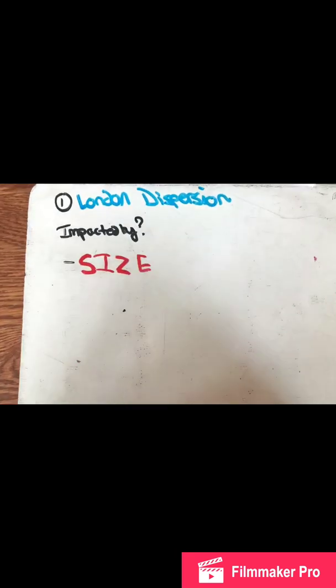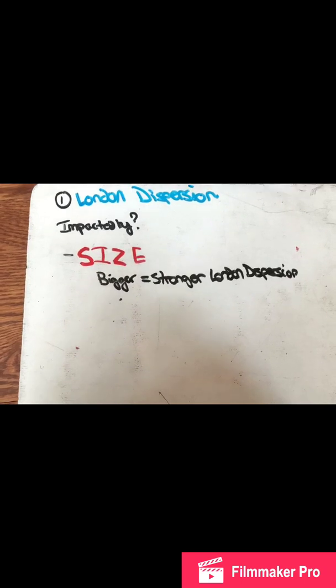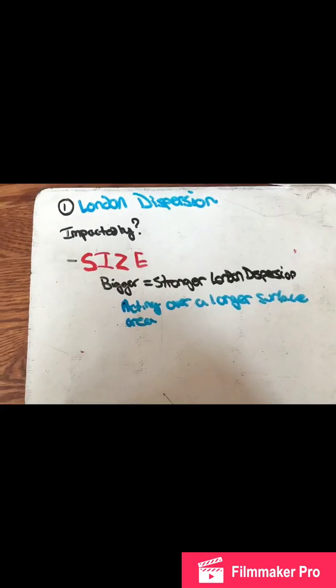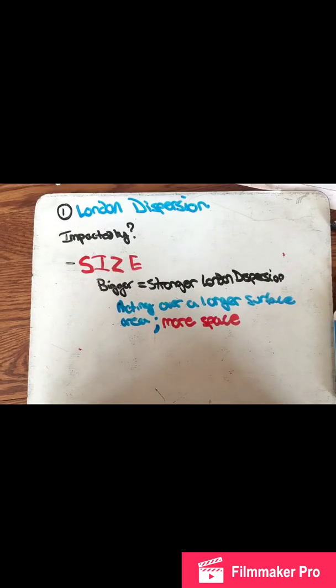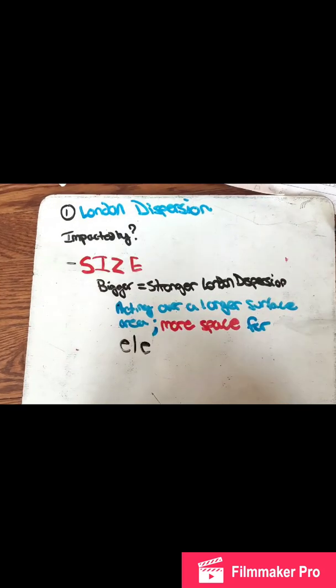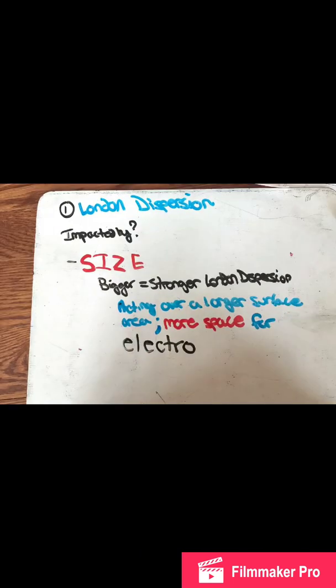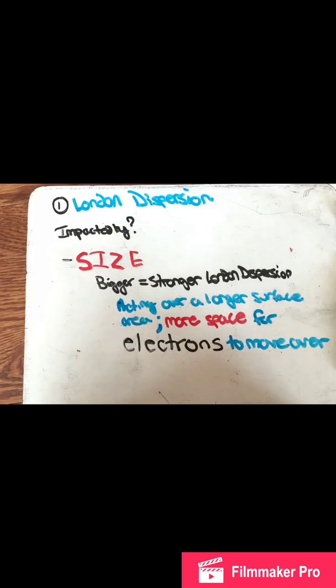Now, there are varying strengths of London dispersion forces, and one thing that impacts them is size. A bigger molecule equals a stronger LD, and this is because the electrons act over a larger surface area. There is more space for the electrons to move between the 2 different atoms in a compound, therefore creating more drastic positive and negative ends in the compound itself.